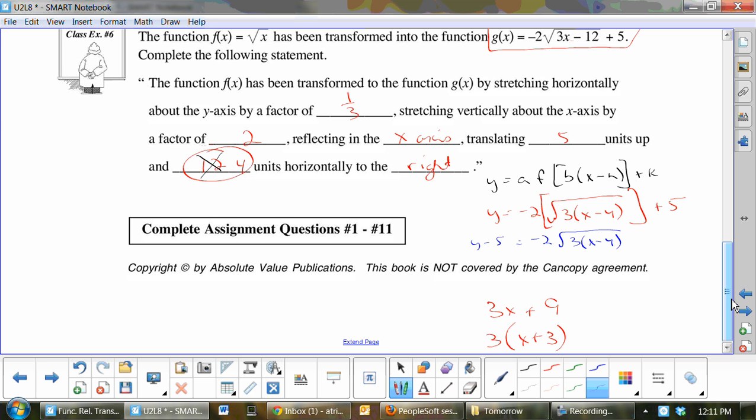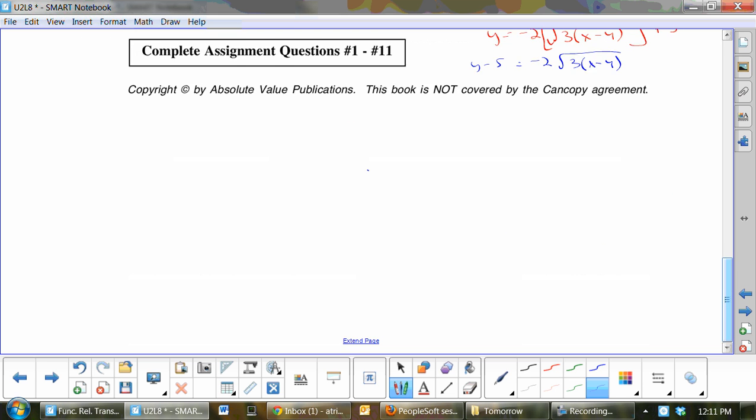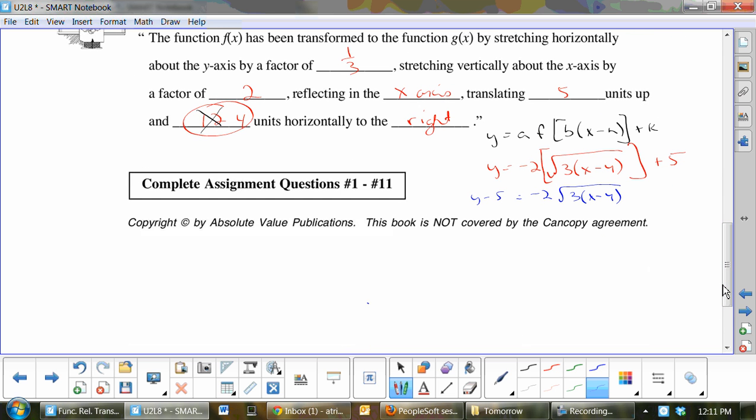Now, what will I do to get rid of that -2? Because it belongs with the y. So what am I going to do? Divide. Or I like to multiply by -1/2. But make sure you're doing this.